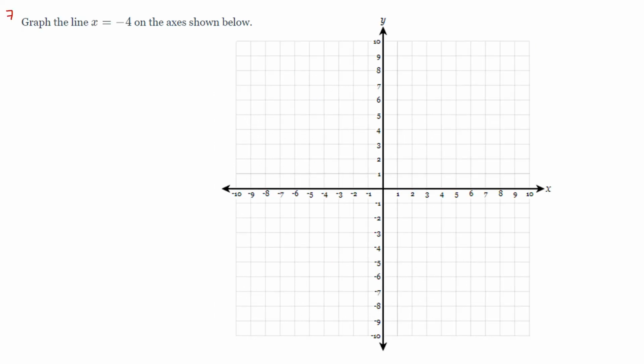For problem number 7, we have the equation x equals negative 4. Now, when we have the equation x equals negative 4, it is not written in slope-intercept form, y equals mx plus b, meaning our slope is undefined. It's non-answerable. It's not possible to solve.